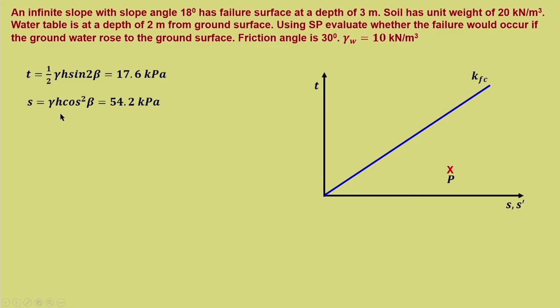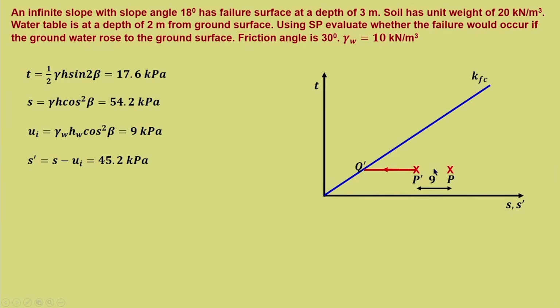So, the initial point we can mark, let this be the initial point P. Now, UI is gamma W h W cos square beta, which is 9 kilopascal. Please substitute this and see for yourself. So, S dash is equal to S minus UI, which is equal to 54.2 minus 9, which is 45.2 kilopascal. So, let us say that this is P dash, T remains same. Now this is the UI, that is 9 kilopascal.